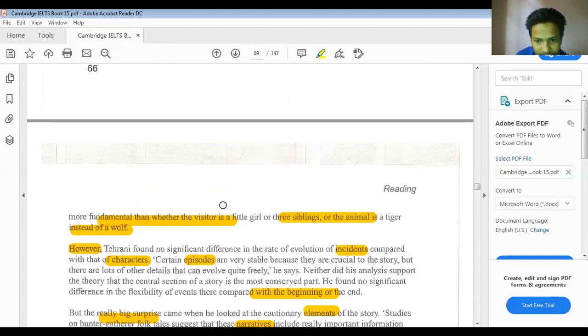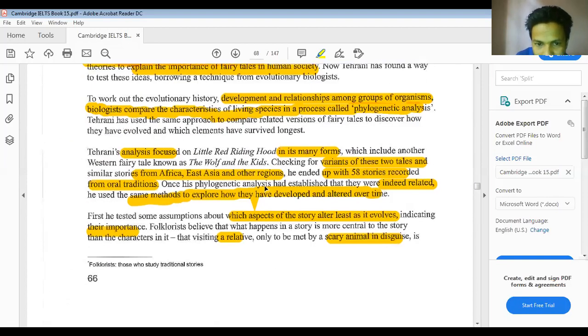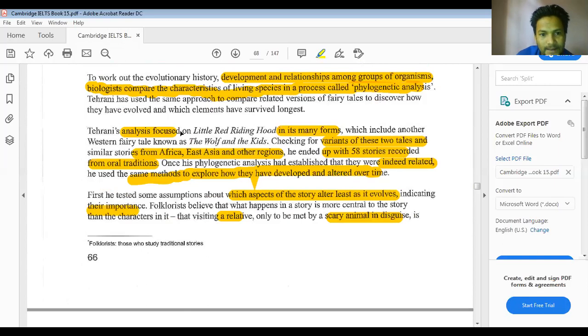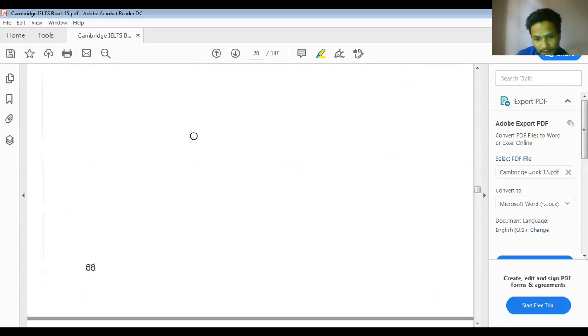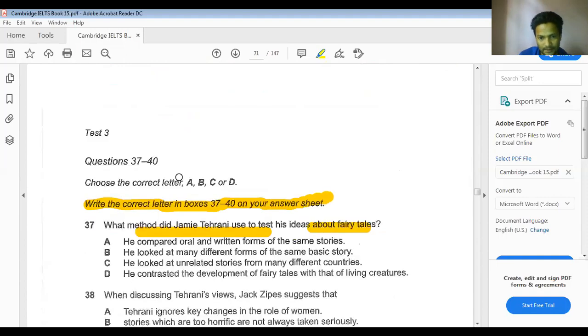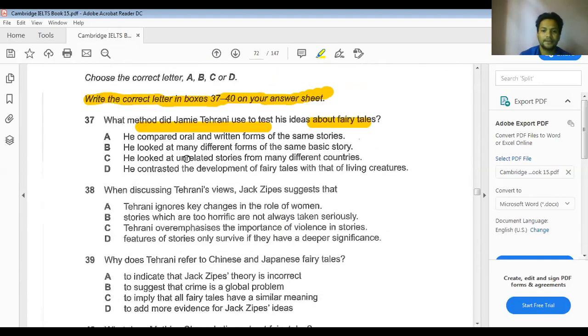Tehrani has no significant evolution compared to other characters. If you said stable, because they are crucial to the story, but there are lots of other details that can evolve freely. No, here is the area. The area is Tehrani's analysis, focused on Little Red Riding Hood in its many forms, the same story in many forms, which include another Western fairy tale known as the Wolf and the Kids. It means the same story from different parts.